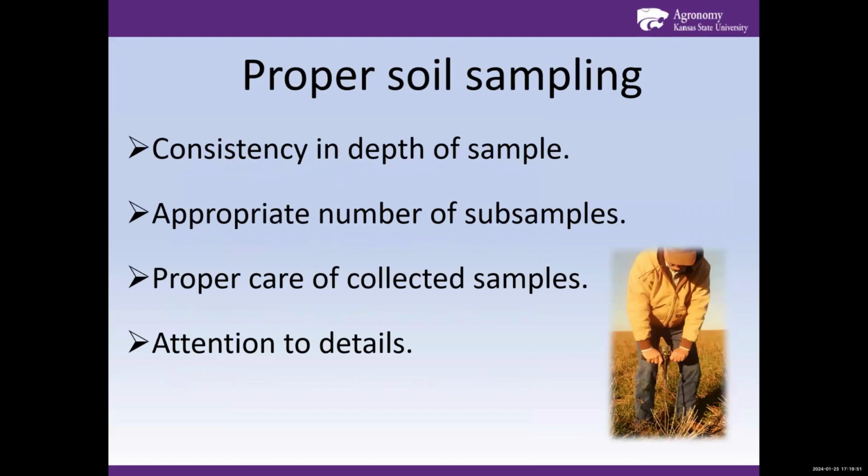Now, what are some keys to proper soil sampling? One that's very crucial is getting a good, consistent depth of the sample. Two, the number of cores you're pulling per sample, and then proper handling of the collected samples after you've pulled them and put them in the soil sample bag. And always pay attention to details when you're collecting the sample.